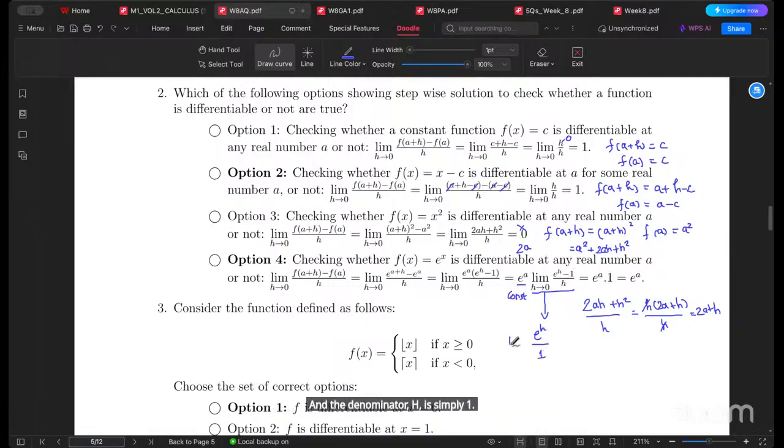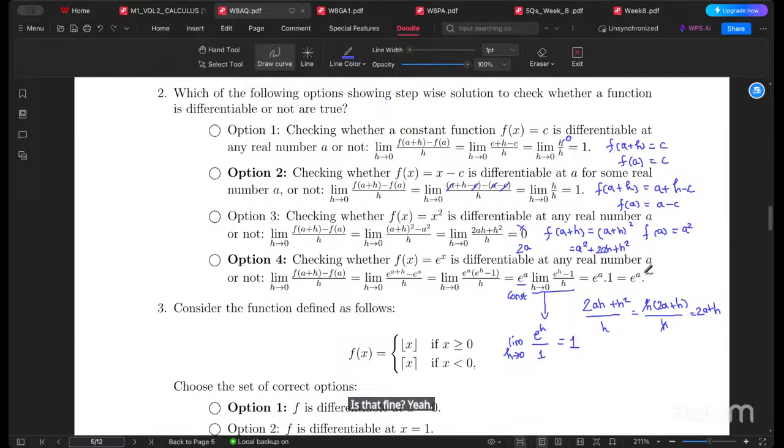So now, limit h goes to 0. What is e power h going to 0? 1 only. That's why e power a into 1 is there, which is e power a. Is that fine? Yes, ma'am.